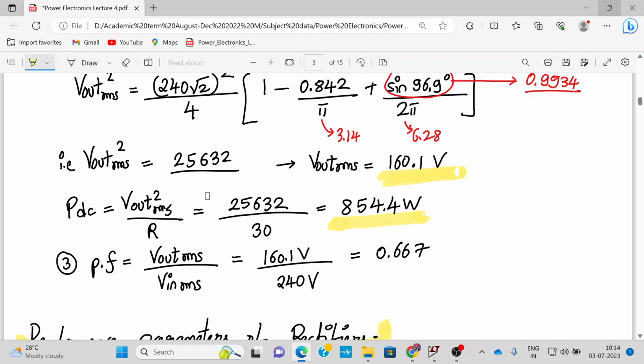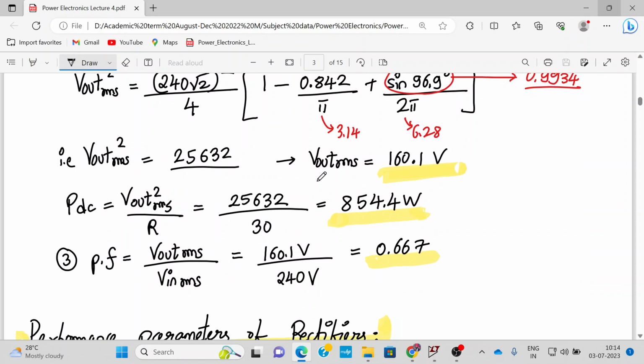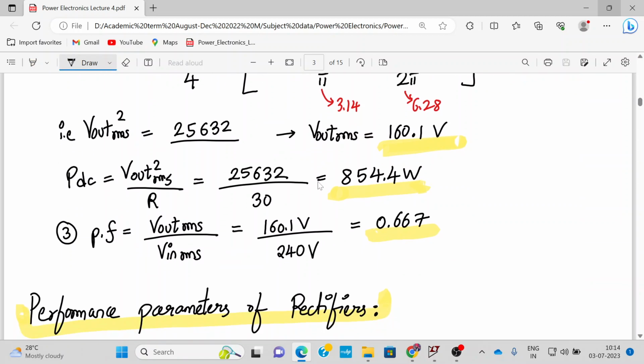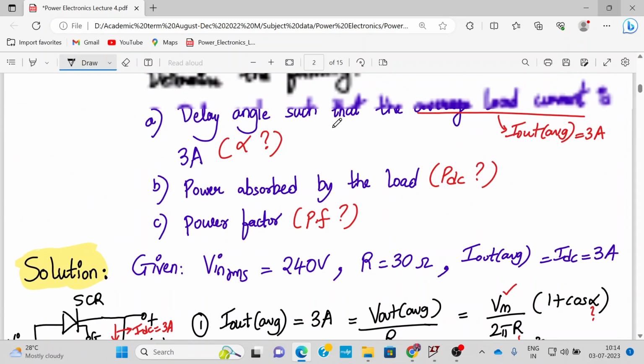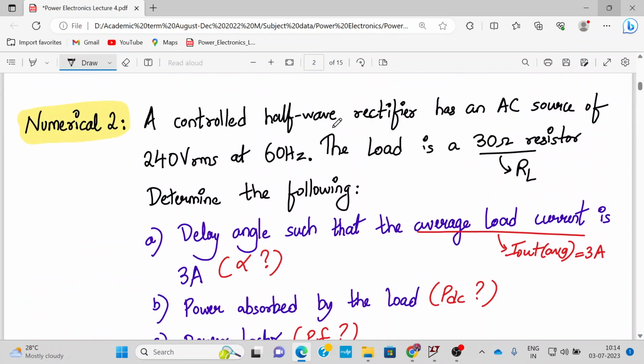All right. So this is the value of power factor. It is between 0 and 1, so it seems to be correct. This is how we can solve a simple numerical on half wave control rectifier. This completes numerical number 2, and if they ask you in the exam, normally this will come for around 10 marks. So we have solved two numericals on half wave control rectifier.